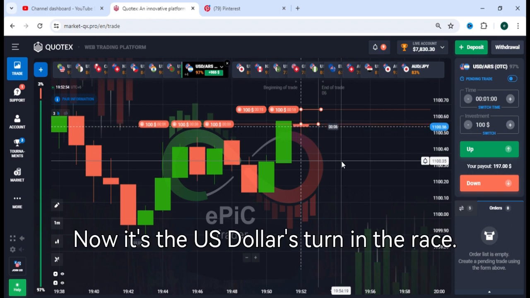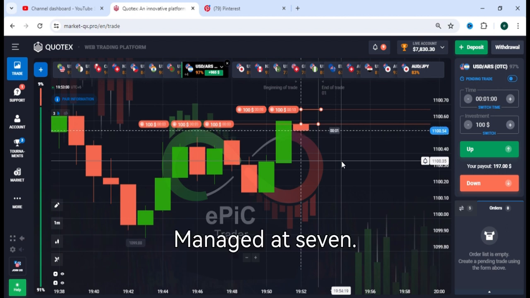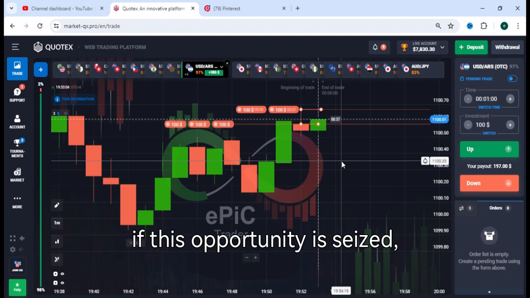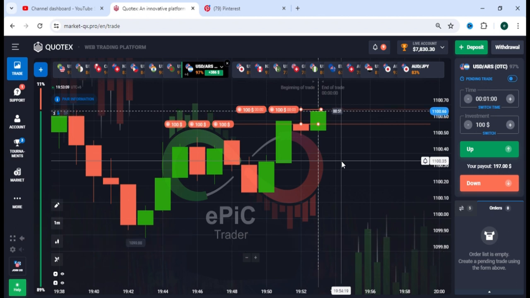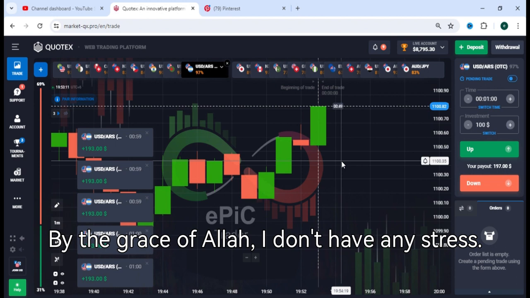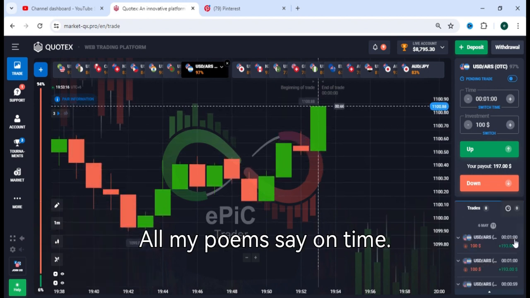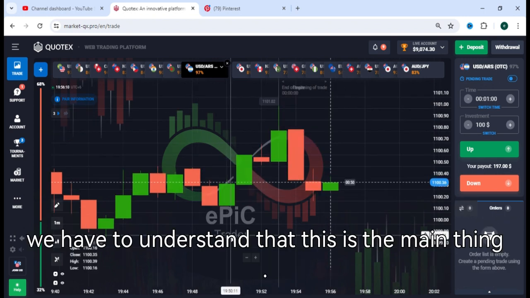Now it's the US dollar's turn in the race. Managed at 7. Observe what comes next, what actions it takes. If this opportunity is seized, then the suffering doesn't confront me. By the grace of Allah, I don't have any stress. All my poems say on time. To be clear, we have to understand that this is the main thing.